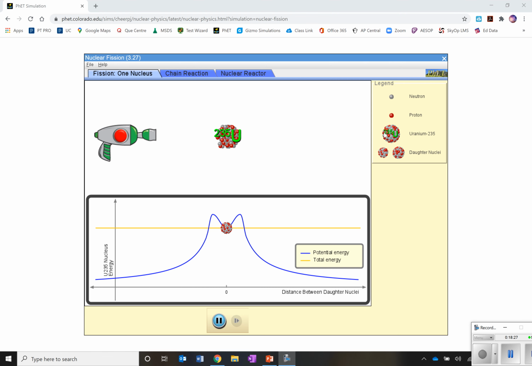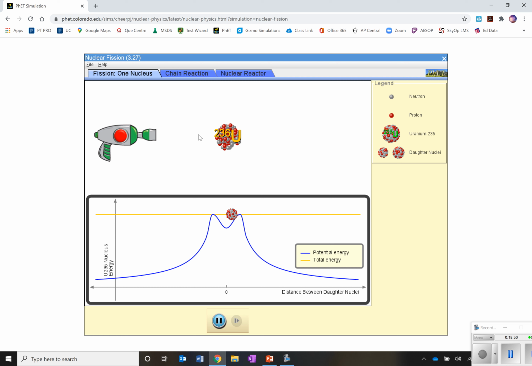Now we'll take a look here quick at a single fission reaction. We have an unstable uranium-235 nucleus, and we're going to use our little gun here to shoot a neutron at this atom. And we'll kind of see what happens.